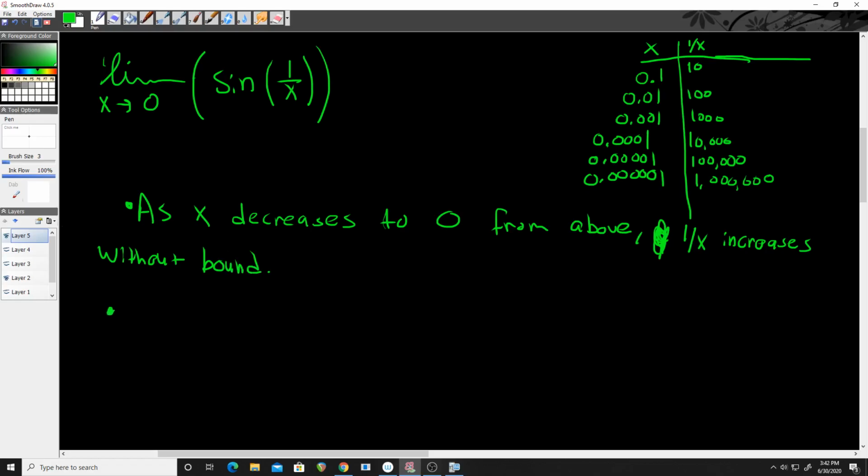Let's consider the number of periods between these x values, and we're just going to estimate.